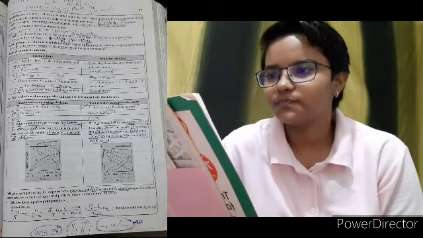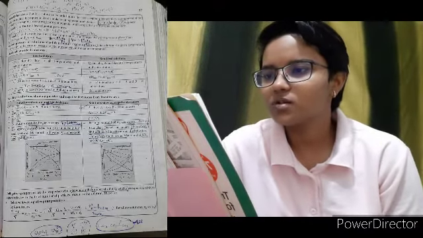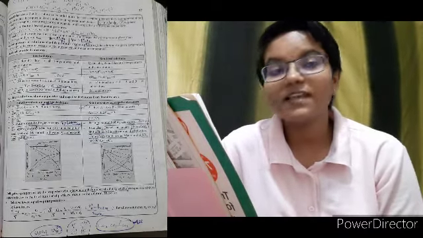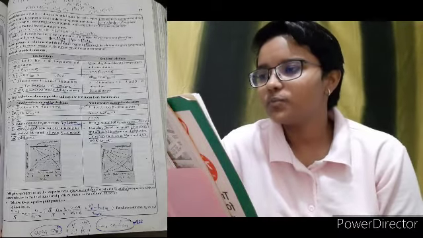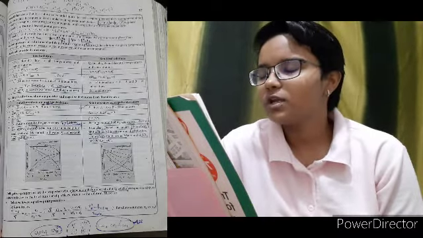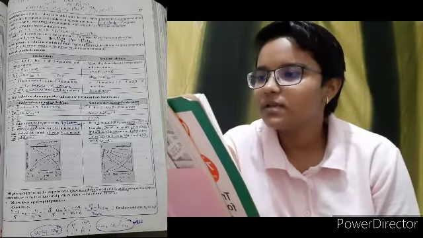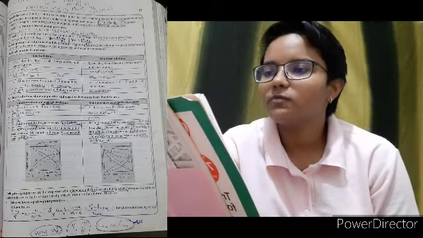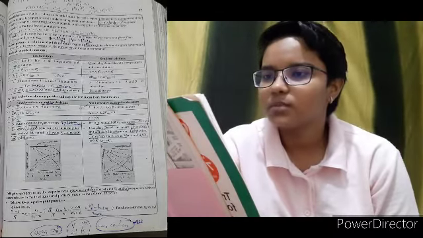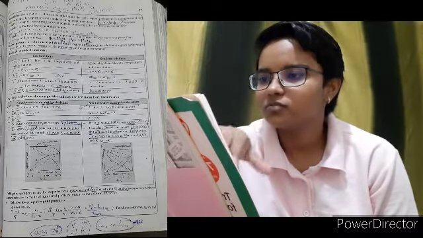If y1 and y2 are the mole fractions of components 1 and 2 respectively in the vapor phase, then P1 equals y1 into P total and P2 equals P total into y2. So y1 equals P°1 x1 upon P total, y2 equals P°2 x2 upon P total, and P total is P°1 x1 plus P°2 x2.